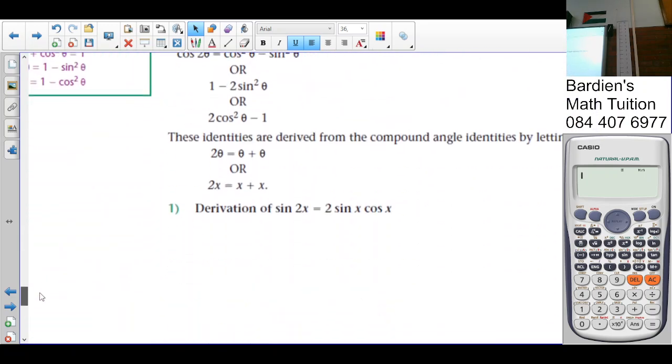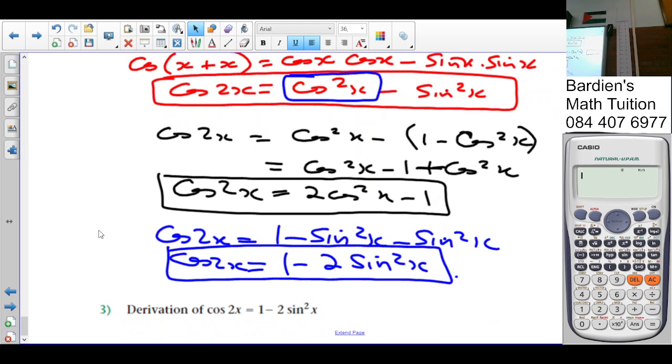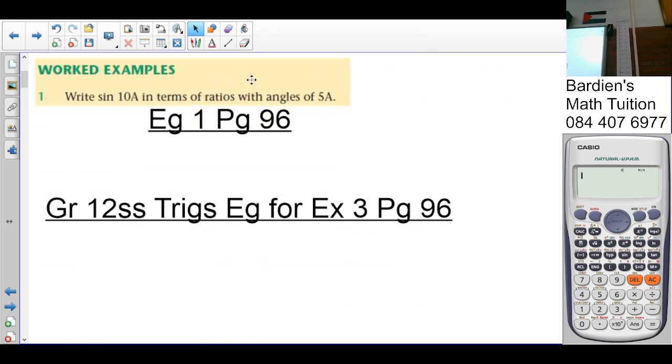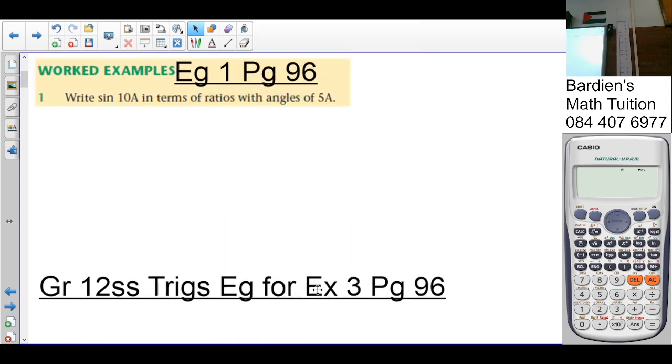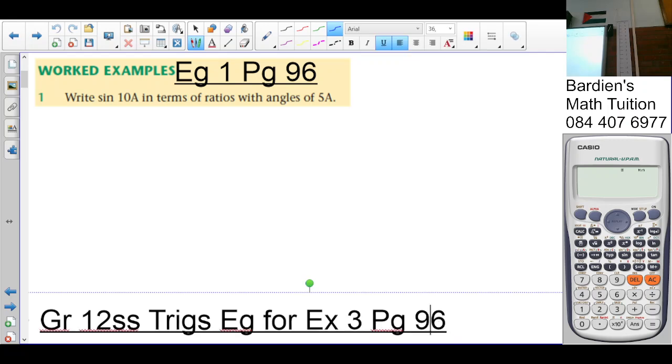Okay, so at this point, we've derived those three formulas. Alright, so we're looking at example 1 on page 96. And this is for exercise 3 on page 96. So the exercise on page 98.